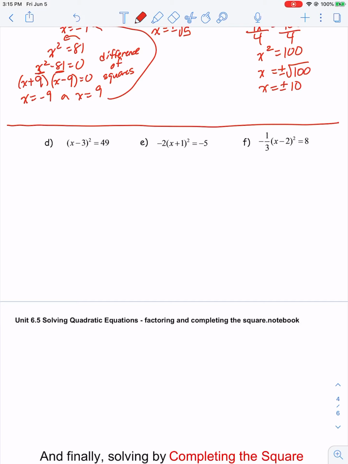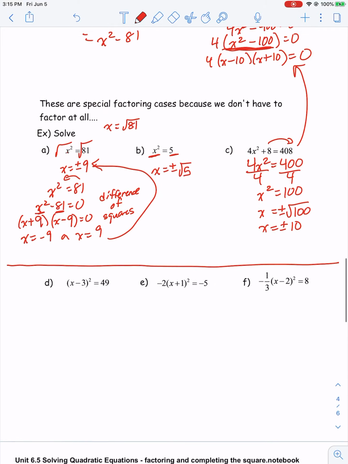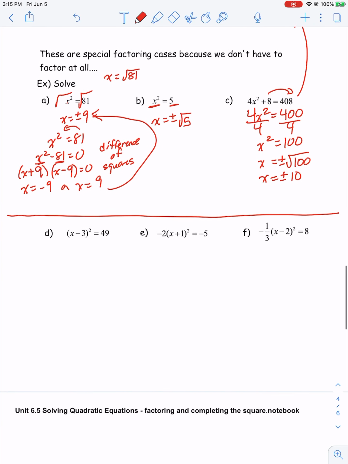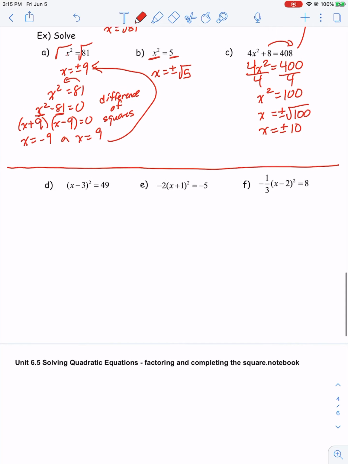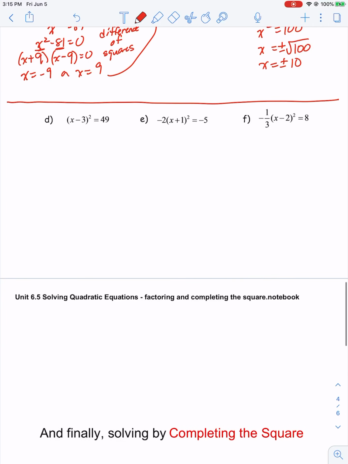Hi, this is part 2 of lesson 6.5, solving equations by factoring and completing the square. And as promised, we're on the second 3 questions under this special factoring cases because we don't really have to factor at all. So let's take a look at D here.